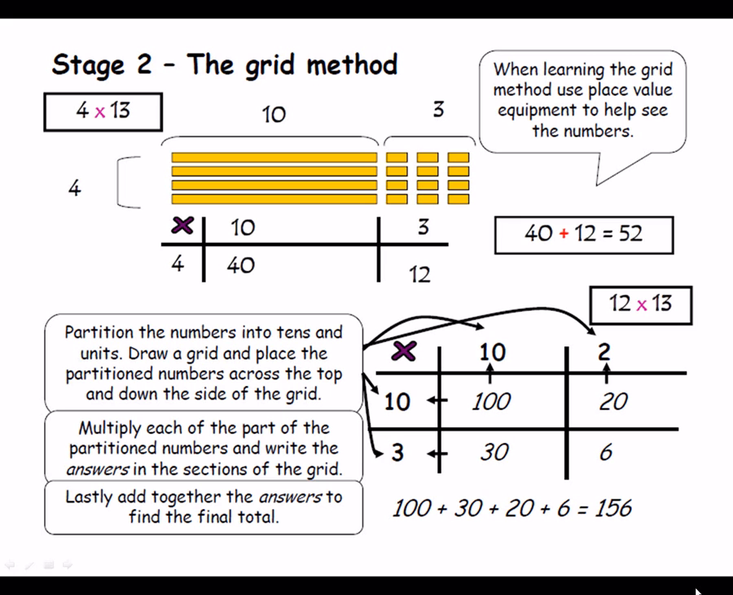Again, the numbers are broken up into their tens and their units, and the children are taught the concept in that way. And the visual representation does actually help them understand what they're actually doing as well. They might use practical equipment to start with to help them, so that they're understanding that it's 4 lots of 10 and 4 lots of 3.